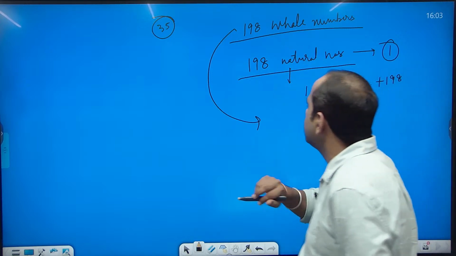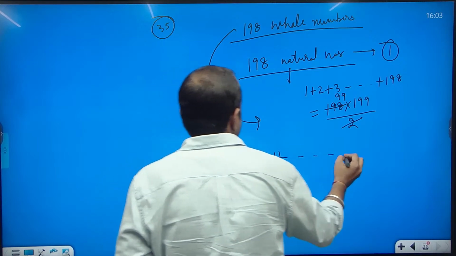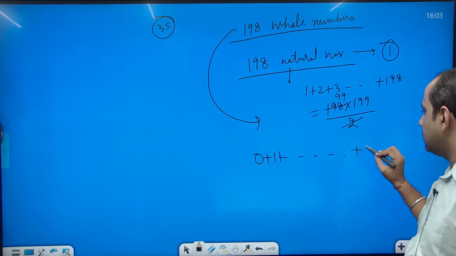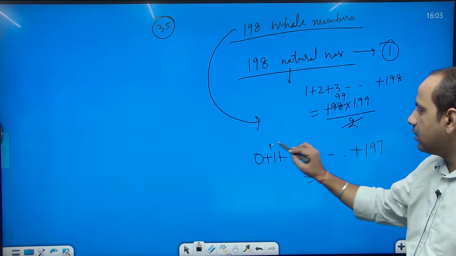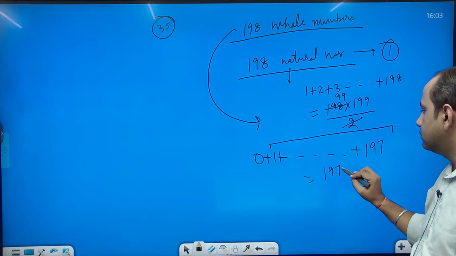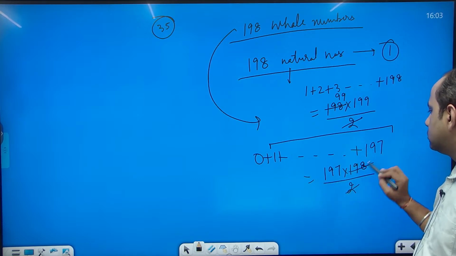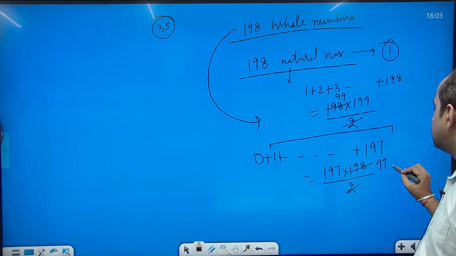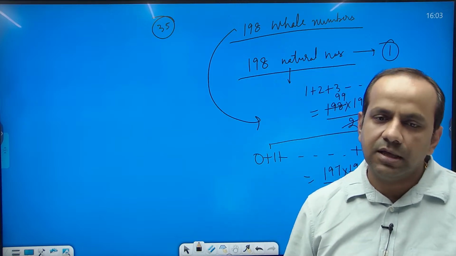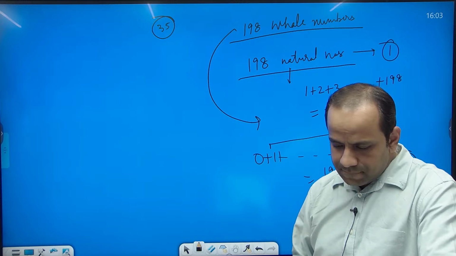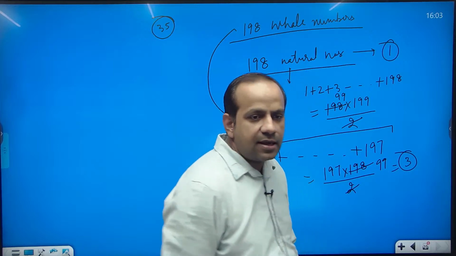But in the case of the first 198 whole numbers, it will start with 0 plus 1, and so on up to 197. These are 198 whole numbers. Now the formula is the same, 1 to 197. Your answer will be n into n plus 1 divided by 2. It will be 99 into 197. Any doubt in this? Clear? 9 into 7, the unit digit will be 3.